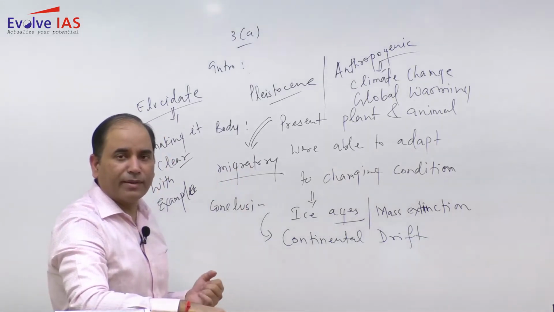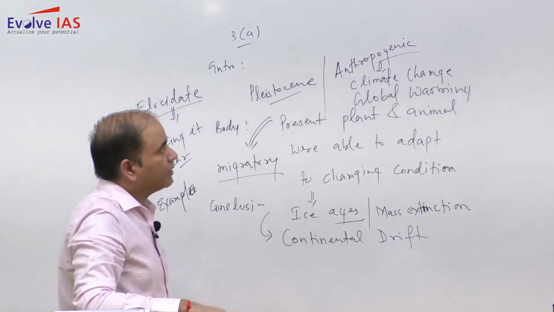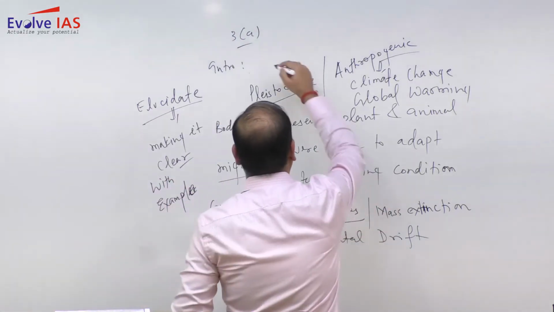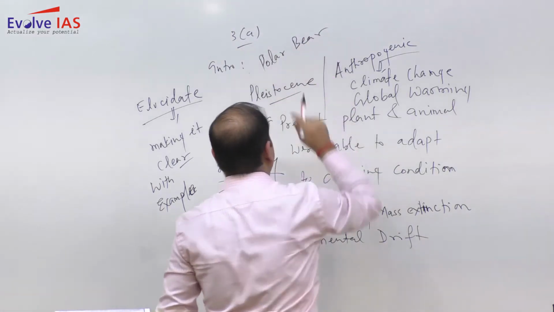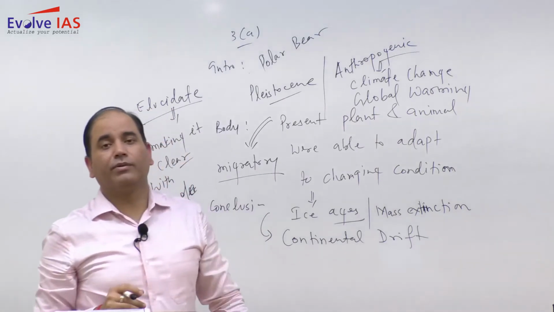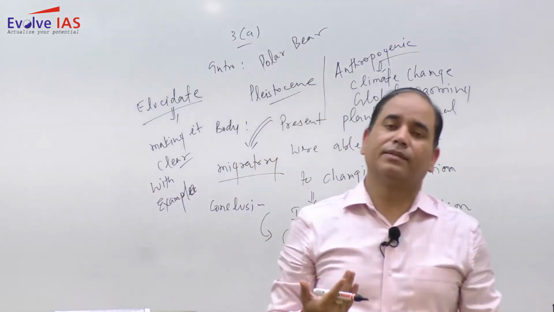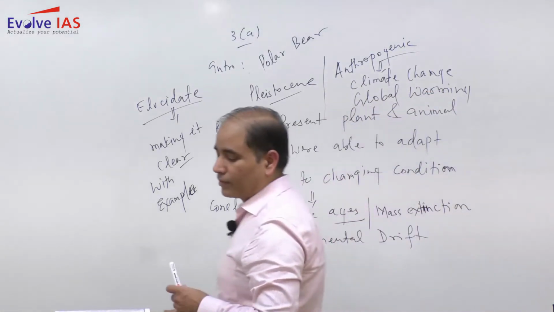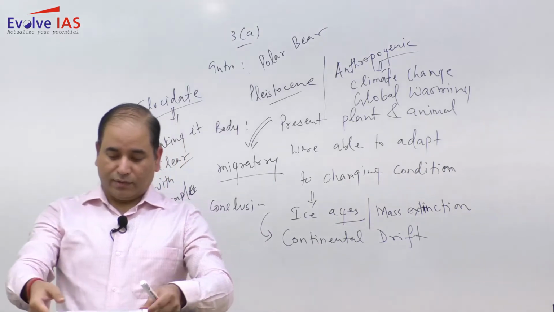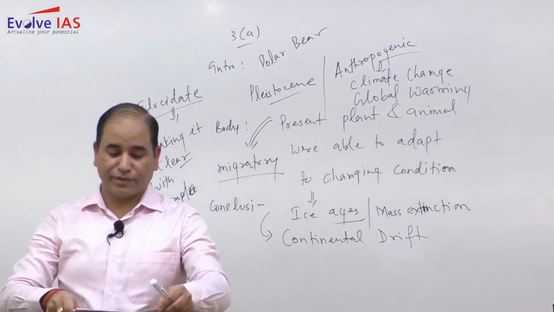So you can give the example of the Amur falcon, then the polar bear, which is known for hibernation. They can survive without coming out of the ice for almost five to six months to save themselves from the cold winter condition. So all these things need to be written. Moving to the next question.